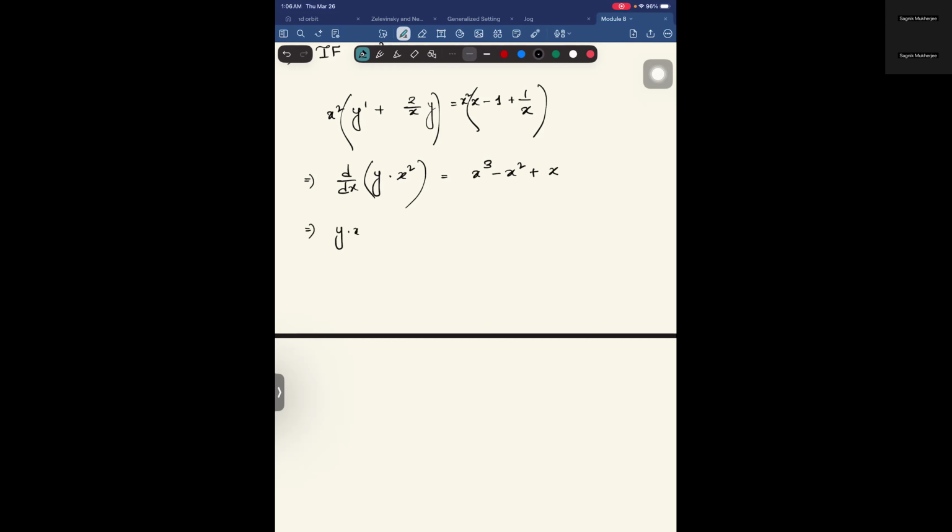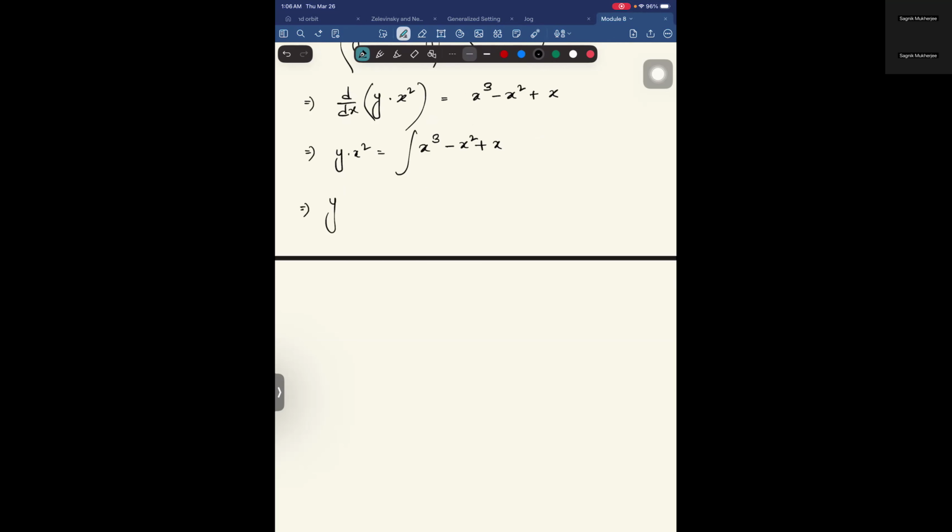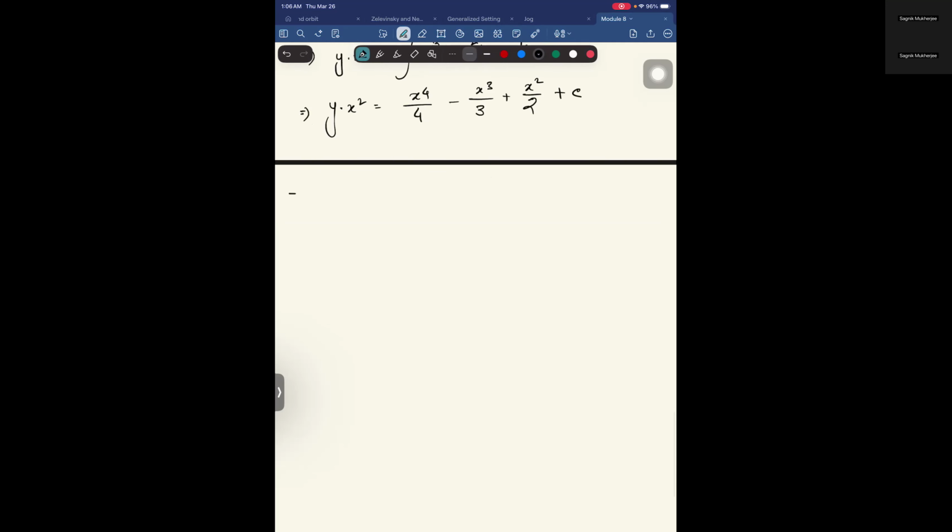So y times x squared is the integral of x cubed minus x squared plus x, right? So integrate: x power 4 over 4 minus x cubed over 3 plus x squared over 2 plus c, and divide everything by x squared. So y equals x squared over 4 minus x over 3 plus half plus c over x squared, right? As simple as that.